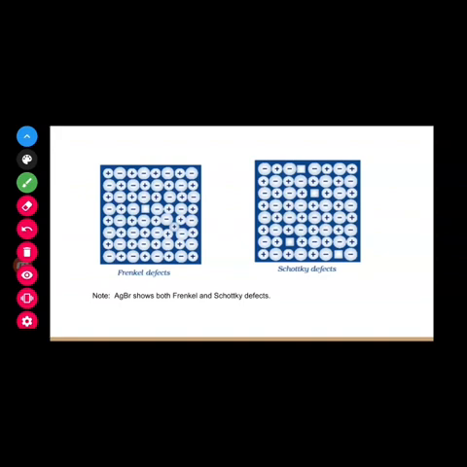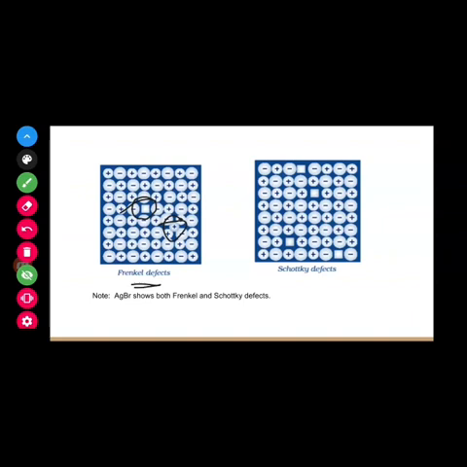Now let's have a look at Frenkel and Schottky defect. As you can see in this picture of Frenkel defect, there is a positive charge which is missing here, right? This cation which was positively charged is found here, in the interstitial site. So this is nothing but Frenkel defect. It's also called dislocation defect.